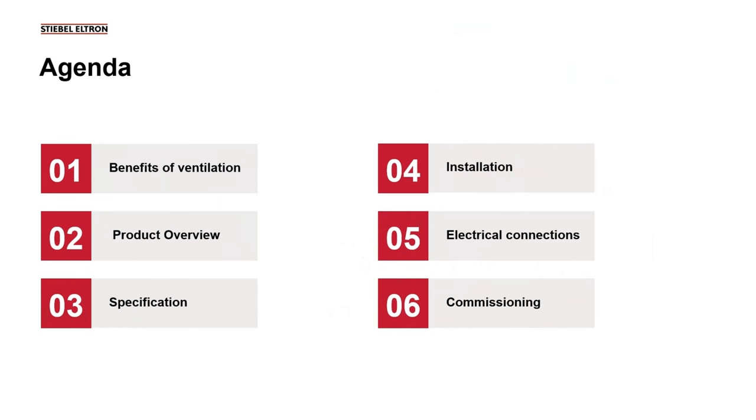In this webinar, we will cover the following: benefits of ventilation and how it can improve your home or workplace, an overview of the product and accessories, how to specify the VLR Trend L70 EU, and what type of property it's suitable for. We also take a look at installation methods and processes, the electrical connections, and how to connect multiple units with the controller. Finally, we will discuss how to commission the decentralised system when it's been installed.